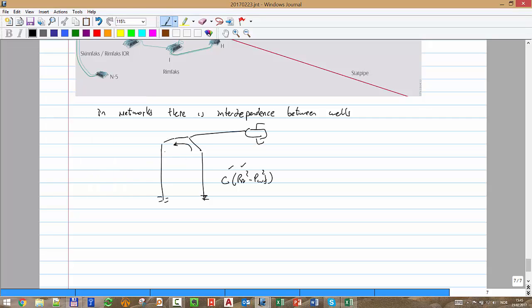So the production of that well will only depend on the separator pressure here, but it will also depend on how much that well is producing. Okay? And then the system becomes more and more complicated.